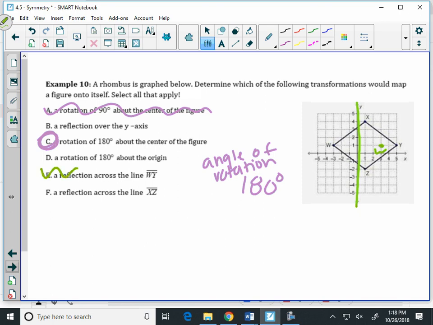Not going to work. Oh, we skipped one. Oh, how am I doing? That's way up there. Sorry. That's not going to work.